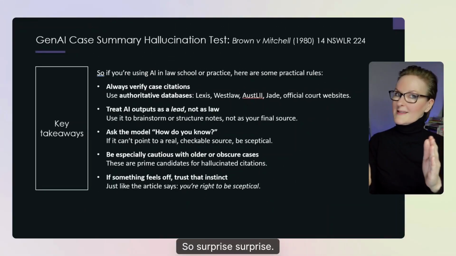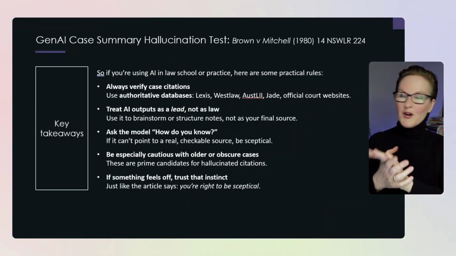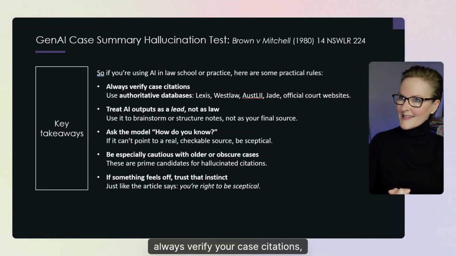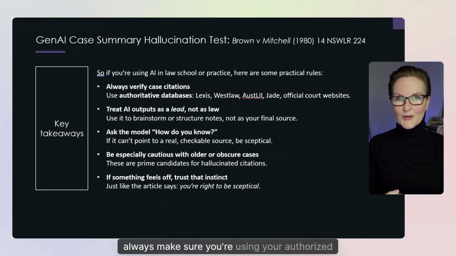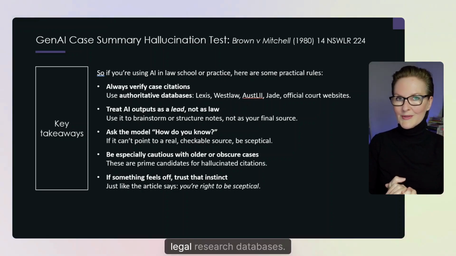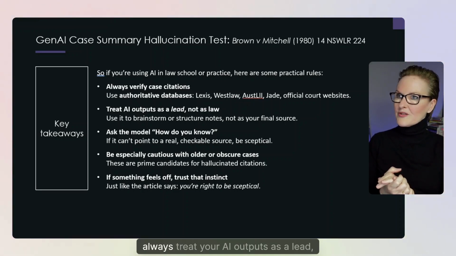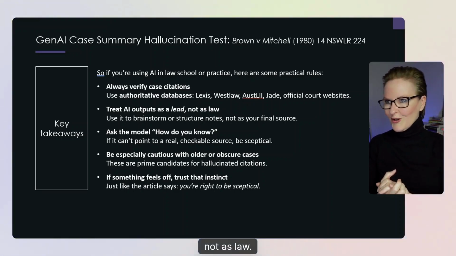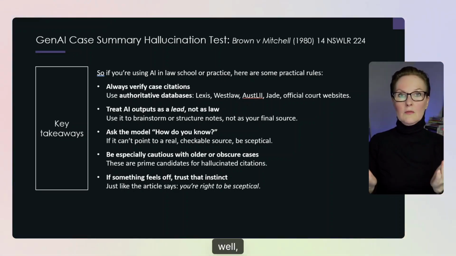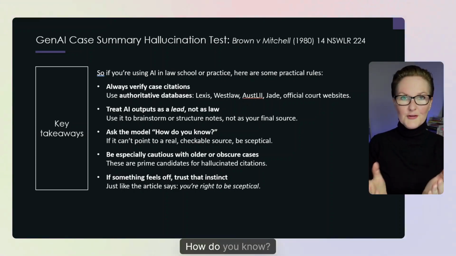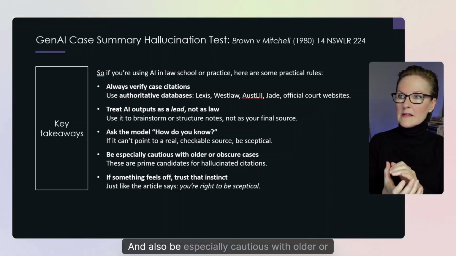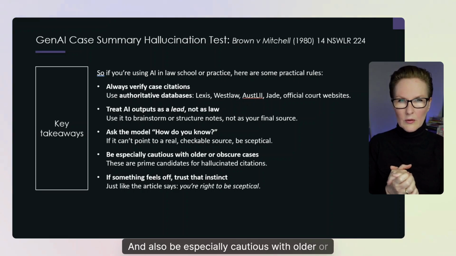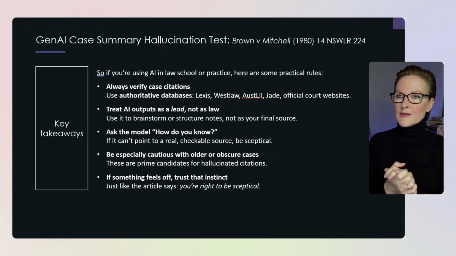So, surprise, surprise, the key takeaways, of course, always verify your case citations. Always make sure you're using your authorized legal research databases. Always treat your AI outputs as a lead, not as law. Always ask, well, where did you get this information from? How do you know? And also be especially cautious with older or obscure cases.